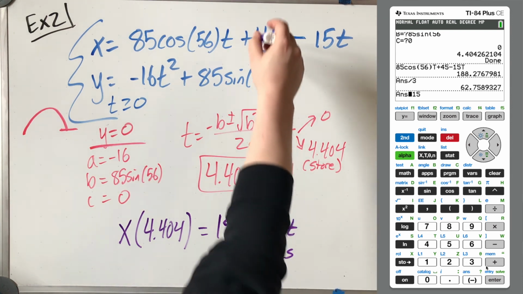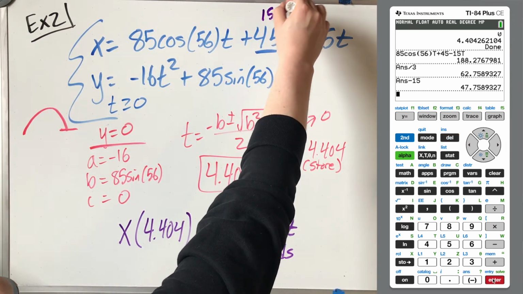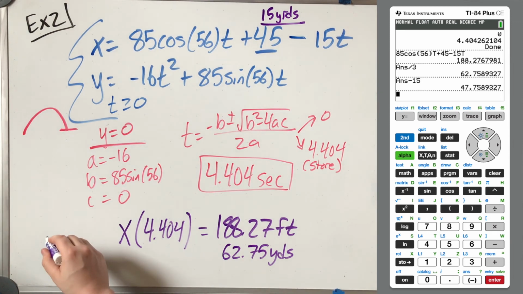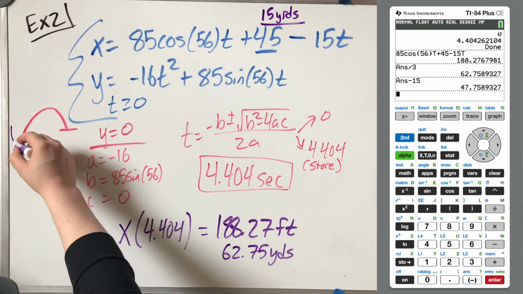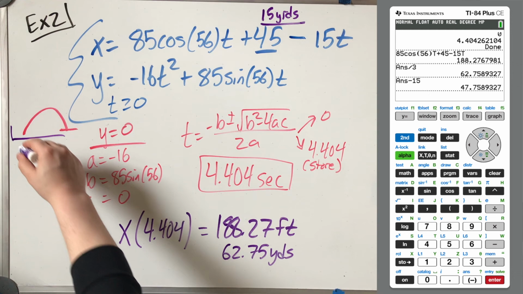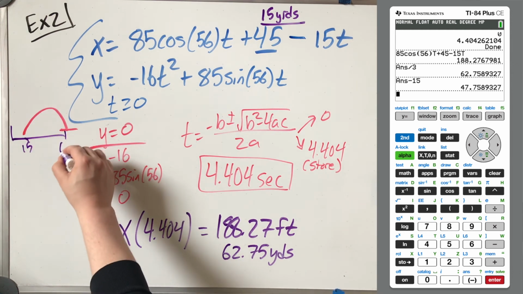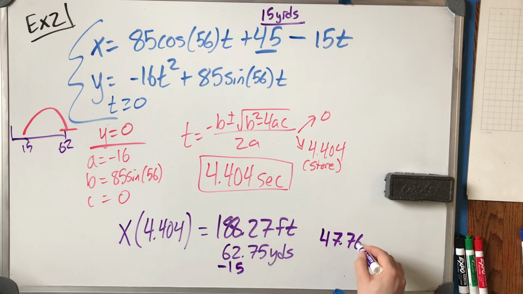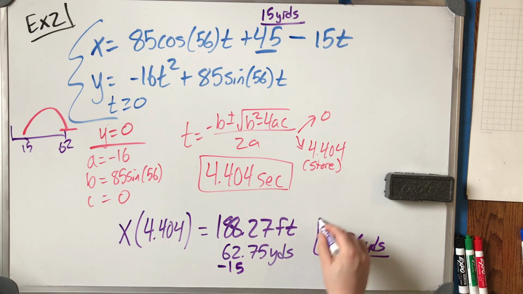And then what I want to do is take into account those 15 yards that we started with, because this x position is from 0. So if 0 is way over on the edge, and we started 15 yards in, and this landed 62 yards in, we just need to subtract that 15 yards, which is where we started. So this will have traveled 47.76 yards.